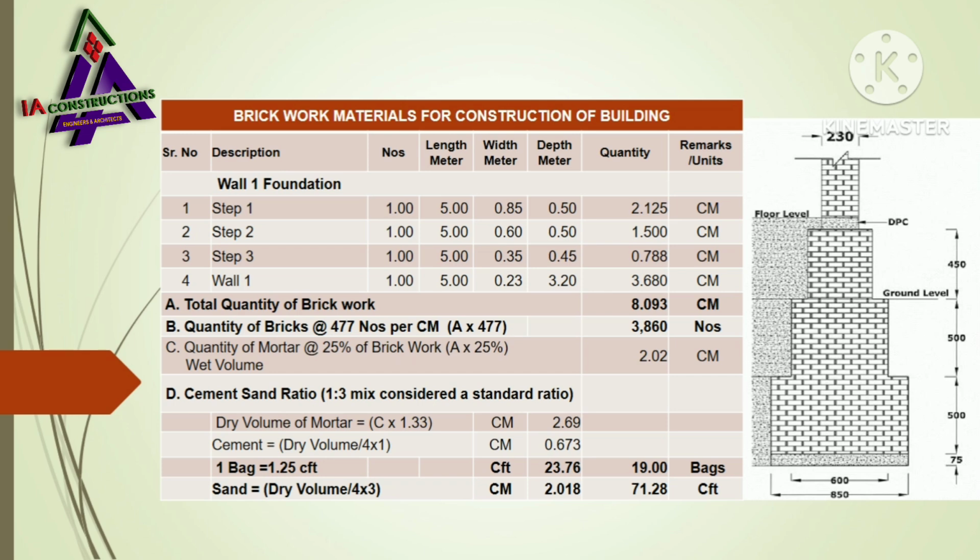Step 1 of foundation has width 85 cm and depth 50 cm. So measurements of step 1 will be 1 number into length of wall 5 meter into width of wall 0.85 meter into depth of wall 0.5 meter. By multiplying all these dimensions, we will find out quantity 2.125 cubic meter.